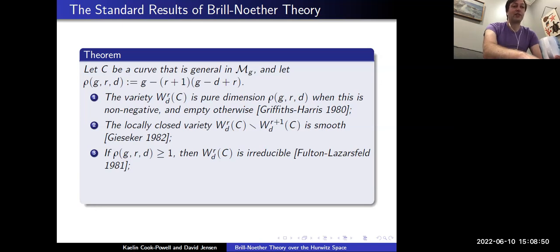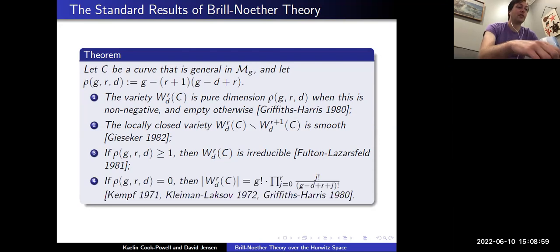And what happens if the expected dimension is 0? Well, then the variety is a bunch of points. And you could ask how many points, and this is the answer. So if the expected dimension is 0, then WRD consists of exactly this strange number of distinct points.